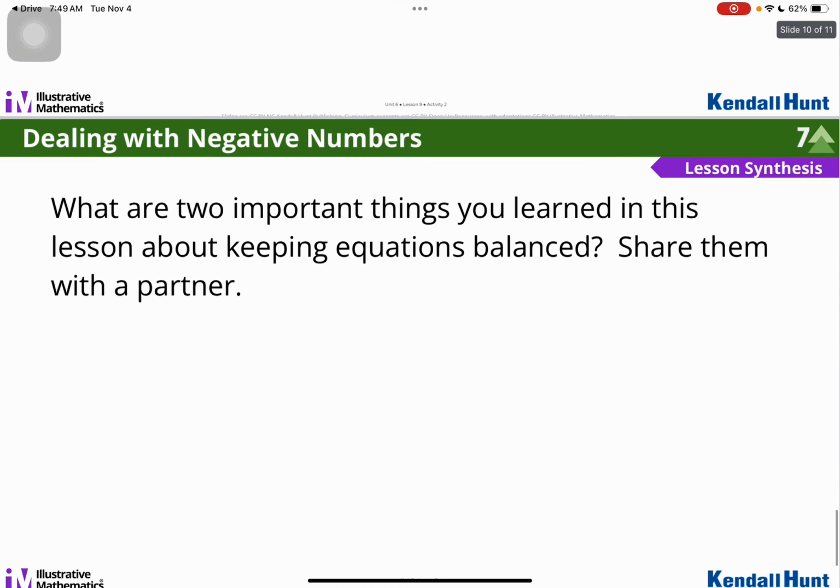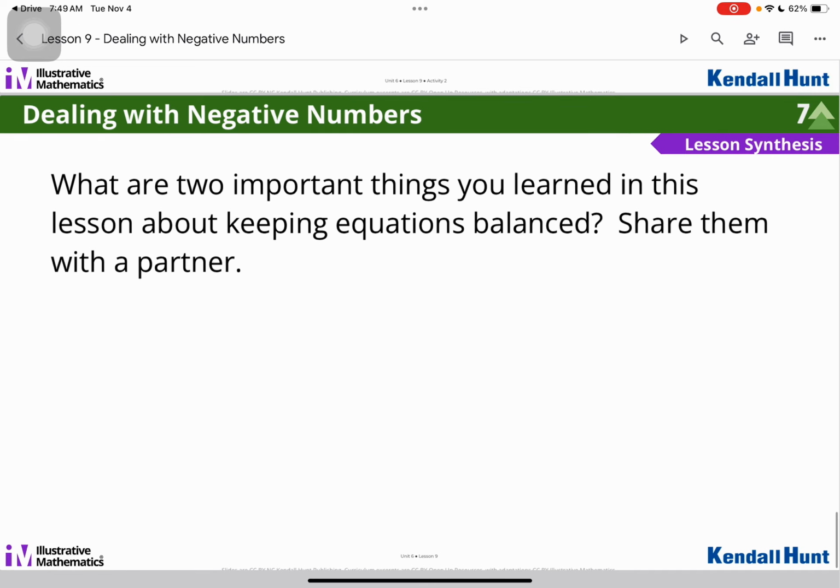If you finish, you can work on your homework early, but I want you to reflect on what are 2 important things you learned in this lesson about keeping equations balanced and solving equations. You can share them with a partner or think of them on your own.